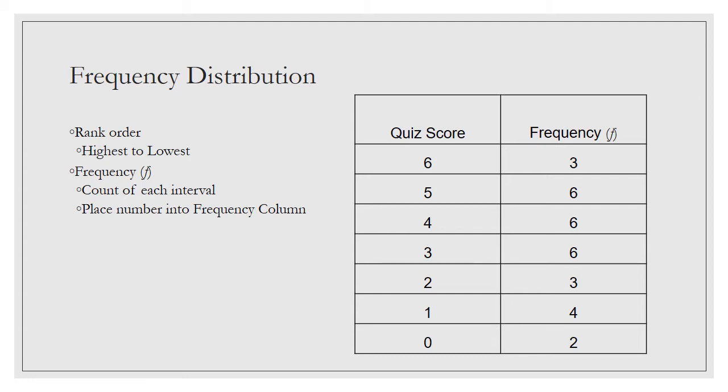The frequency, remember, represented by that F value, is the count of each interval. So again, for 0, there were 2 instances. For 1, there were 4, etc. And we're going to place that number into the frequency column. This is really the start of a frequency table.